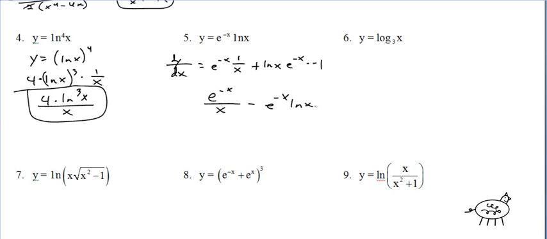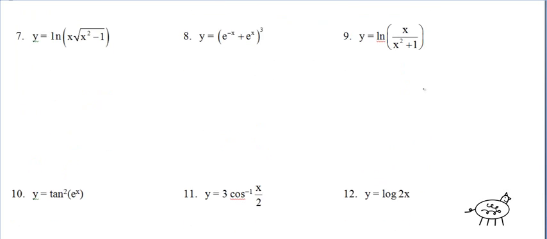This one's really easy. It's just dy dx is equal to 1 over x ln of 3. That's just knowing the definition of log base a of x.